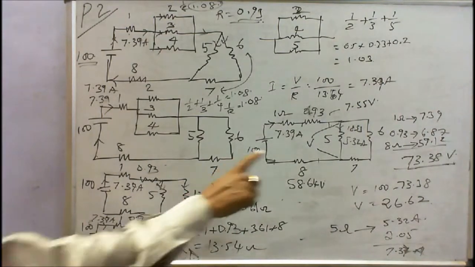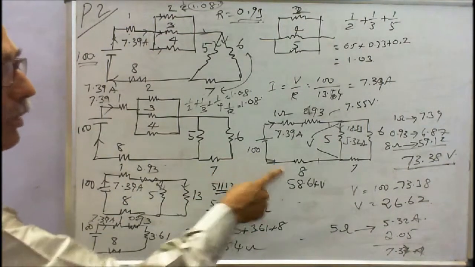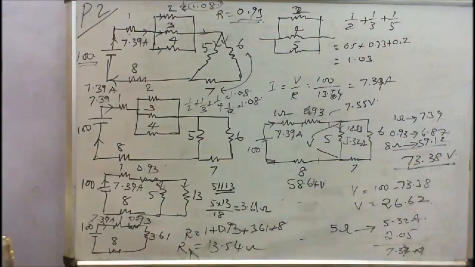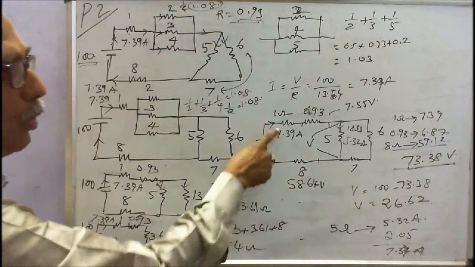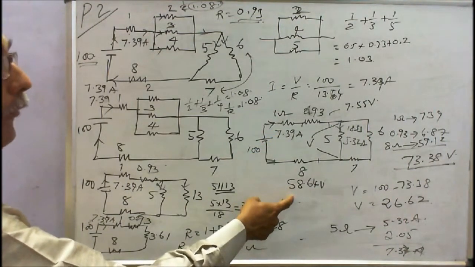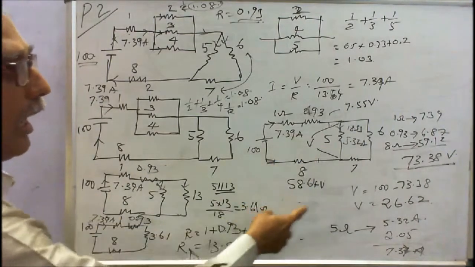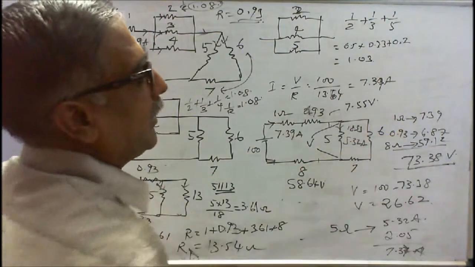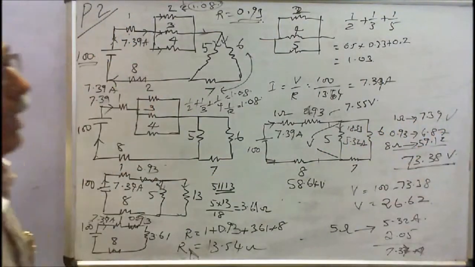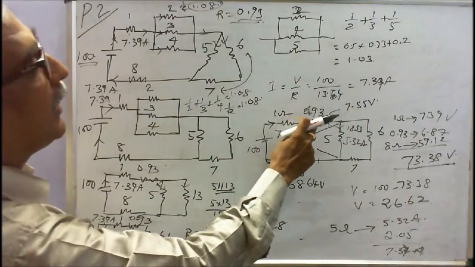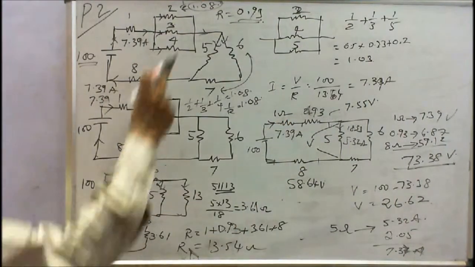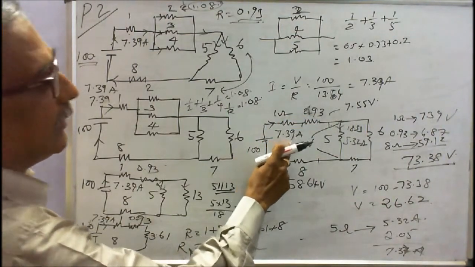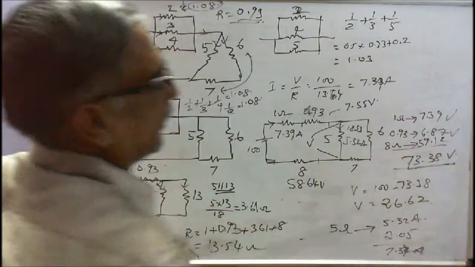So 3 resistors are connected in series: one is 8 ohm, another 1 ohm, and 3 ohm. These 3 resistors are in series, and in parallel with the 5. Therefore I have to calculate the total voltage drop. So the voltage across the 5 equals 100 minus these drops. The 1 ohm resistance drop is 7.39 volts. Similarly for the 0.93 combination, the current is 7.39, and this voltage is 6.87.